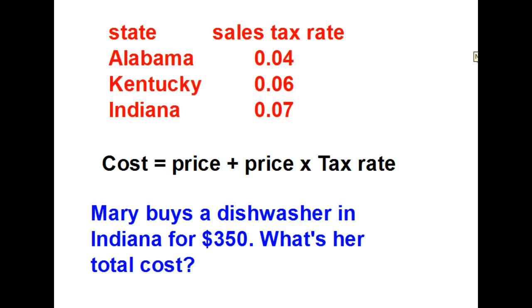Mary buys a dishwasher in Indiana for $350. What's her total cost? Well, the price is $350. The tax is 0.07.